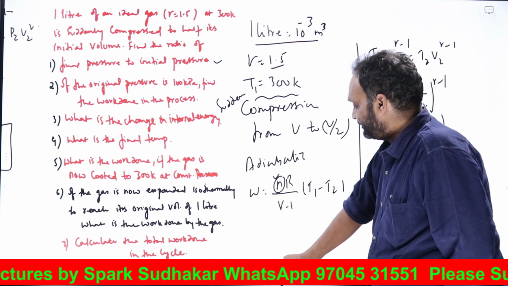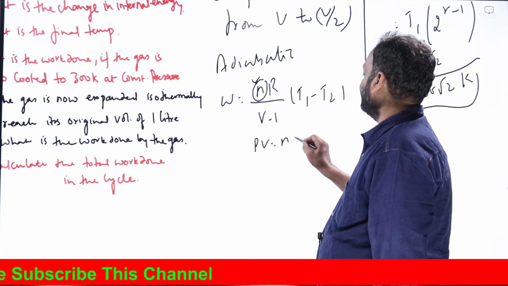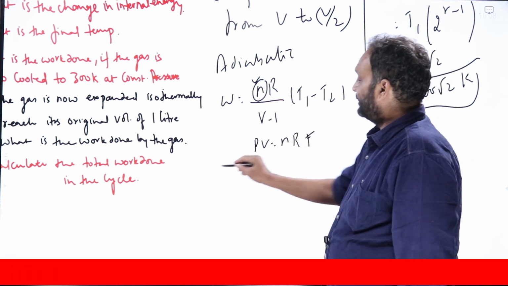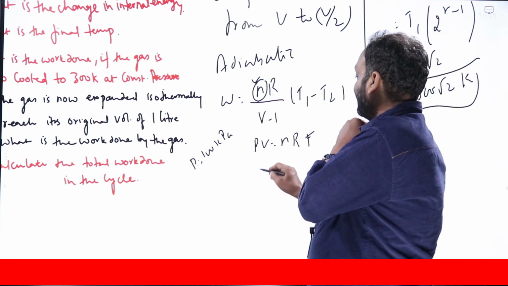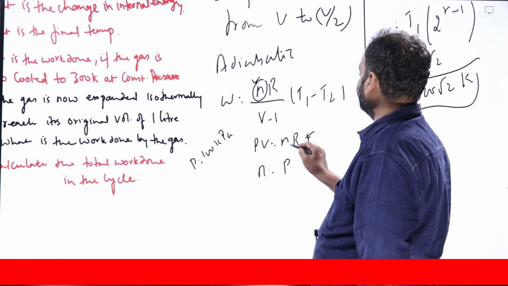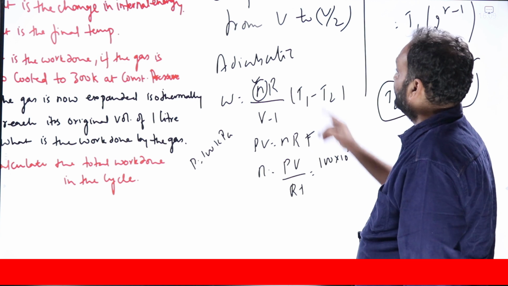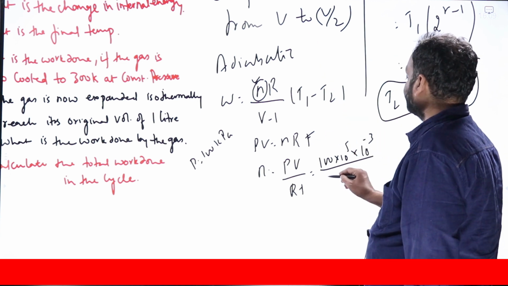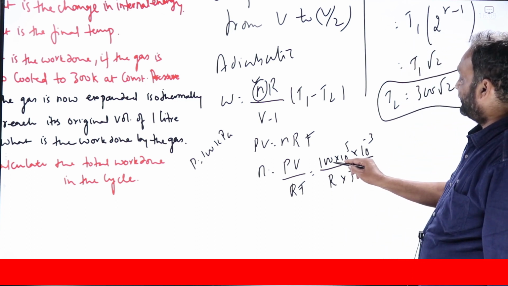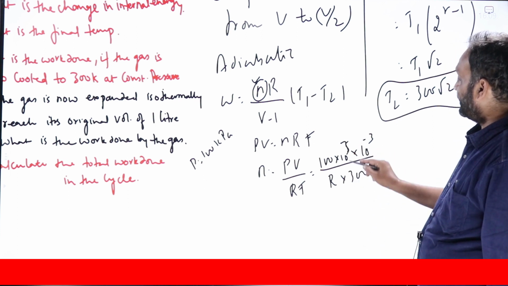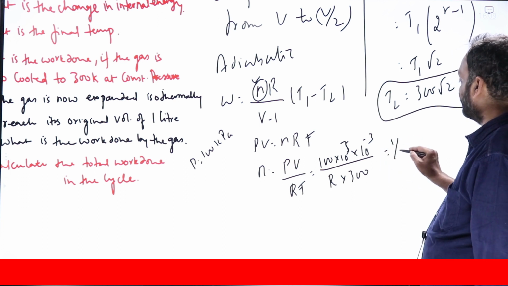How to calculate the n value? Using the straightforward ideal gas equation, PV equals nRT. Now we can understand why he has given the initial pressure P equal to 100 kilopascal. It will be useful here. So n equals PV by RT. Pressure is 100 kilopascal, that is 100 into 10 to the power 3, volume is 1 liter, which is 10 to the power minus 3, divided by R, temperature T is 300 Kelvin. 10 to the power 5 into 10 to the power minus 3 is 10 to the power 2, that is 100. 100 by 300 is 1 by 3. So n equals 1 by 3R.